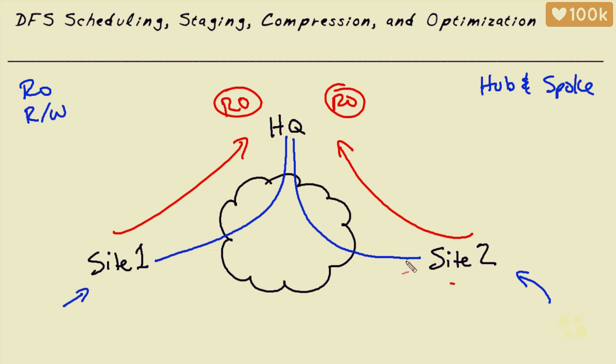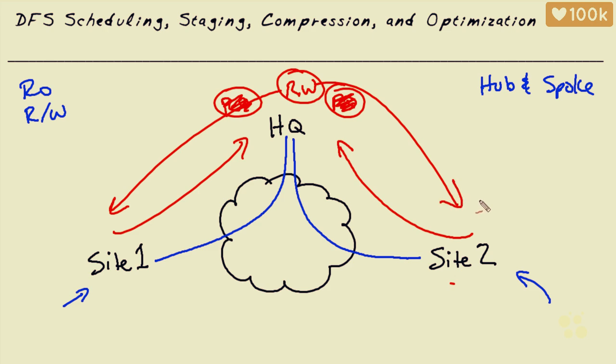Another application where the read-only option may be helpful is if we want to have some corporate files, for example, disaster recovery plans, or acceptable use policies or other documents that we want to control. We could have those be read-write up here at headquarters and replicate them down to site 1 and site 2 respectively and have them be read-only there.